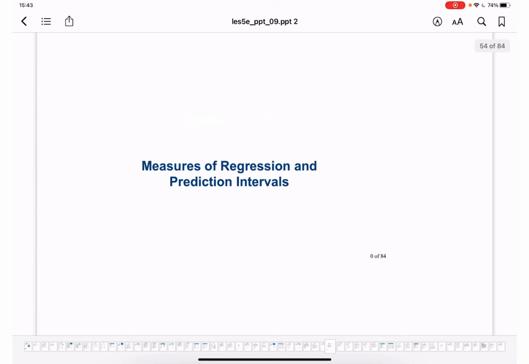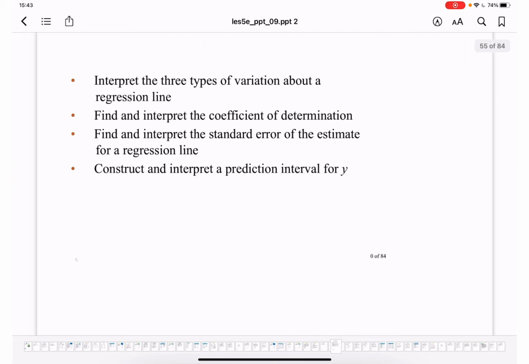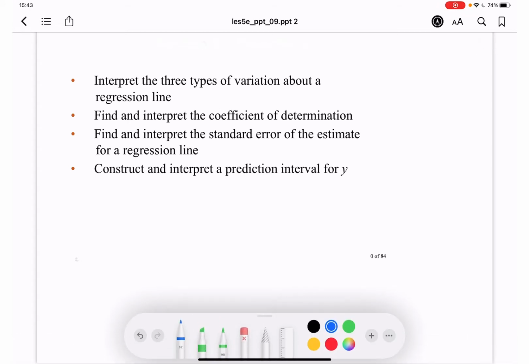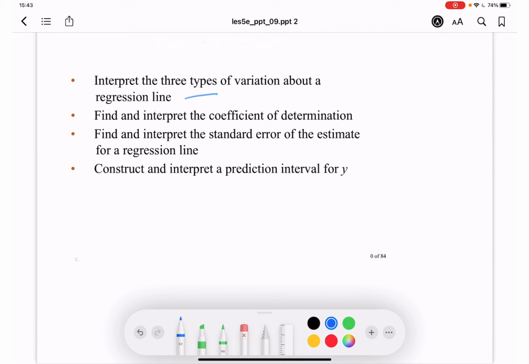So we are going to measure regression and prediction intervals. So we are going to do interpretation for 3 types of variation about regression line. Find and interpret coefficient of determination. Find and interpret standard error of estimate for regression line, and construct and interpret a prediction interval for y.